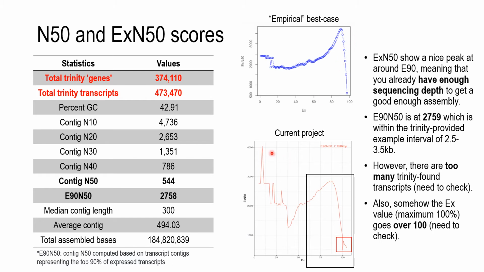In the current project, what we could see is a kind of similar curve, and E90N50, as I told you, is around 3000 bases. But the problem here is that we've got over 100% expression in some of the transcripts, and we don't know why this is, so we have to check this.